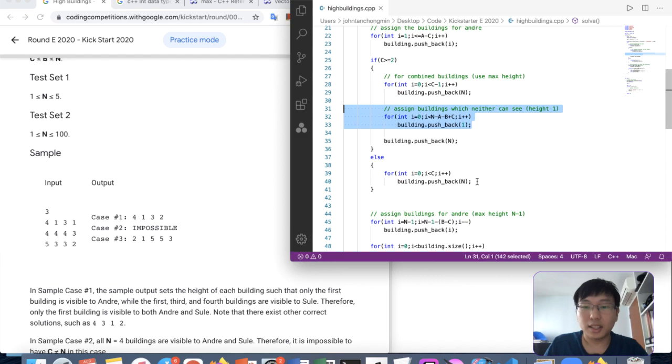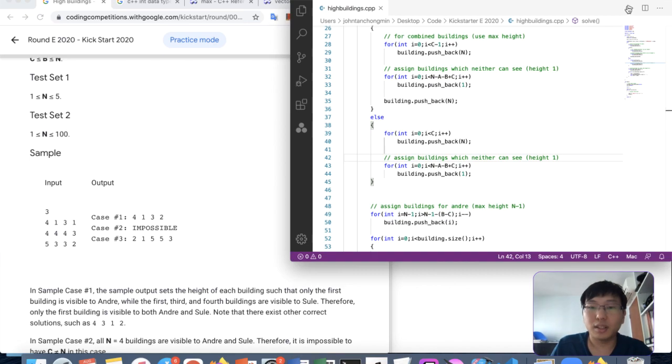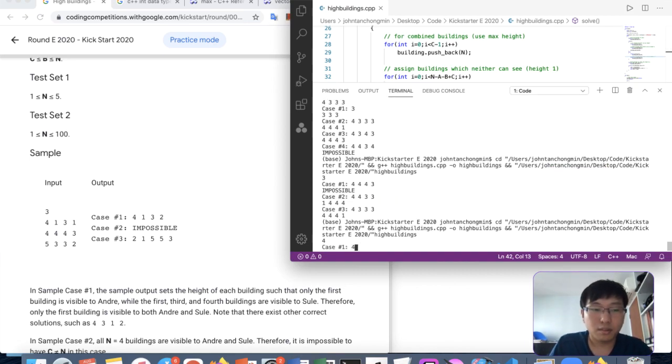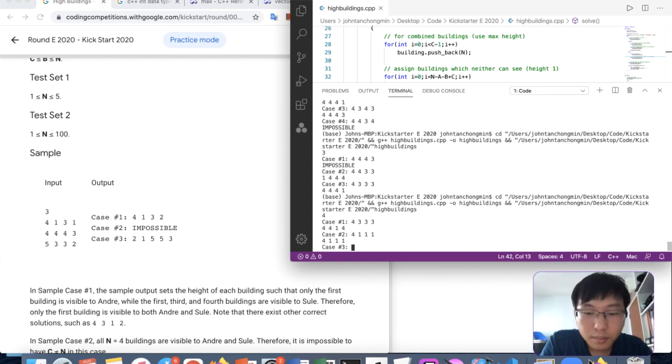And then we should assign this part here. Okay, there's a slight issue here: if c is 1, neither can see. Let's just try this out first. 4 3 3 3, very nice. Okay, if my buildings that neither can see is quite high, maybe like 4 1 1 1, then this proves to be a problem, because we can only see one, but here we can see this building. So this is a case that we should put as impossible.